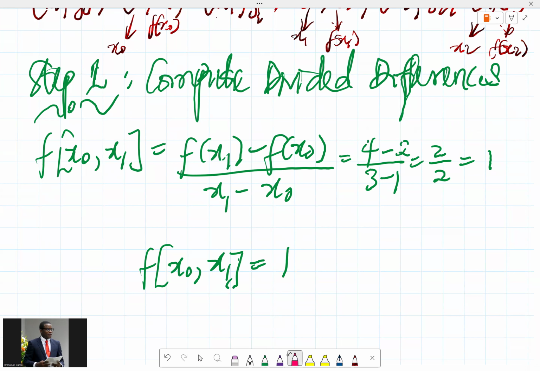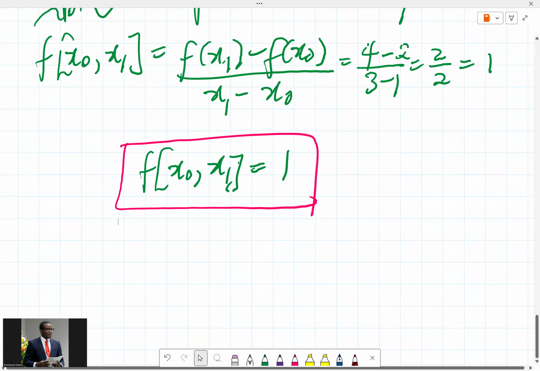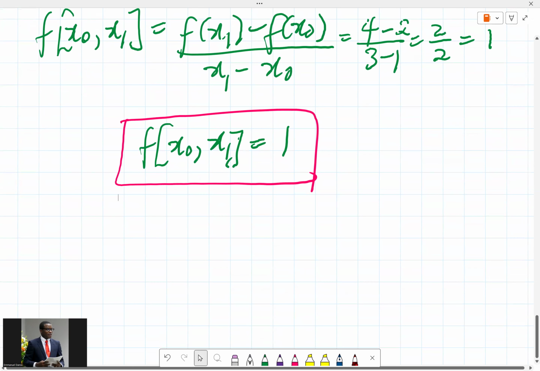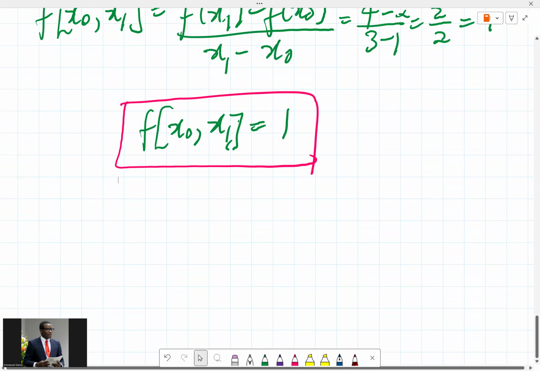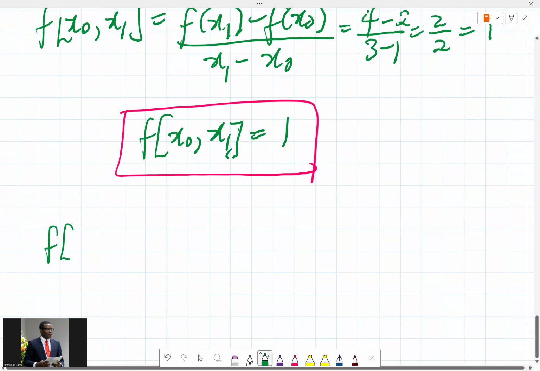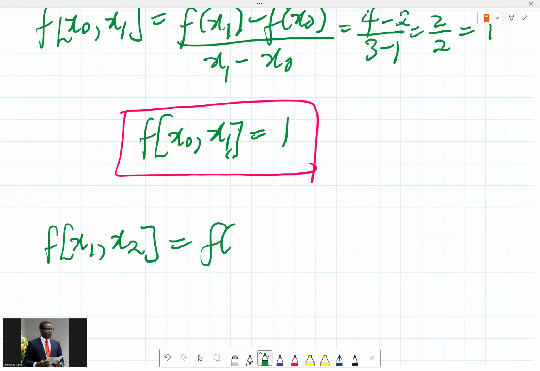Okay, so that's equal to 1. We take note of that. Then you keep going, you take them in pairs until all the pairs are exhausted. So we have f of x naught, x1, and we also need f of x1, x2. That means we have f of x2 minus f of x1 divided by x2 minus x1. This is where the divided difference idea comes up.